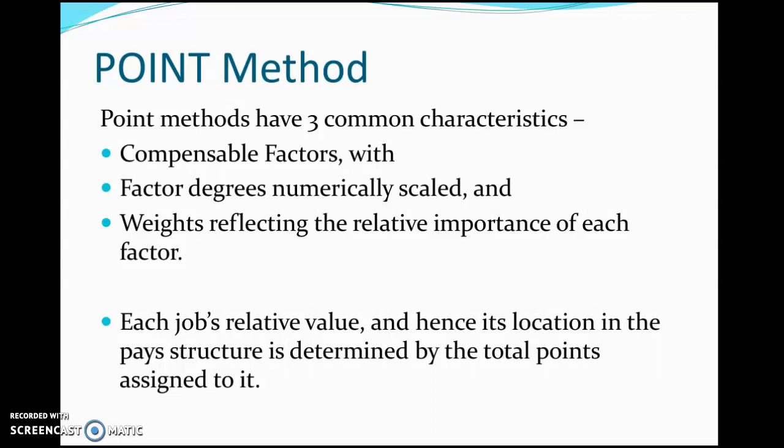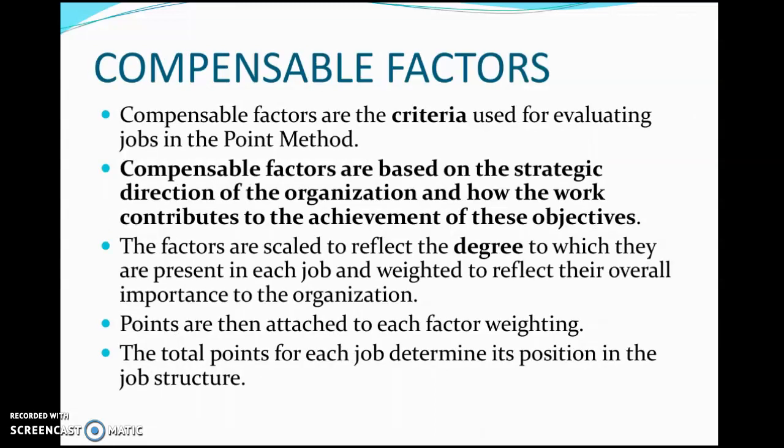So you could see we're really trying to get a little bit more, as I say, logical and scientific in our approach here. So each job's relative value, and therefore where it's placed in the structure, is determined by using points. So the first thing to determine is what really is this compensable factor. So the compensable factors are the criteria that we use to evaluate jobs when we're using this points method. So what is this factor? They're based on the strategic direction of the organization and how the work contributes to the achievement of these objectives.